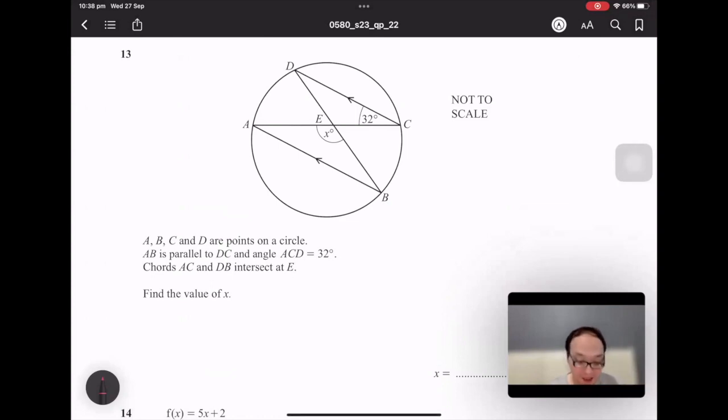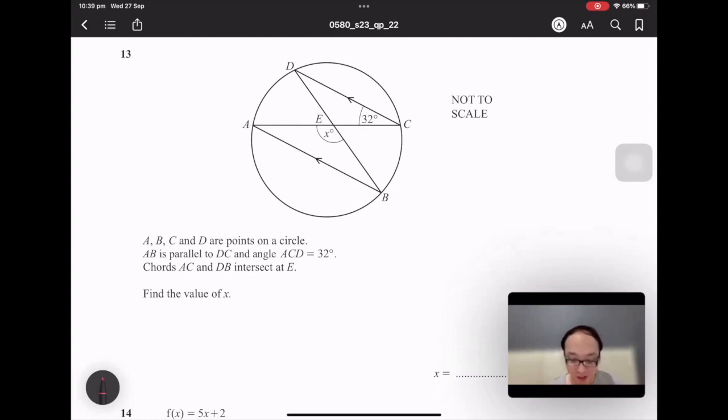A, B, C and D are points on the circle. AB is parallel to DC, angle ACD is 32. Chords AC and DB intersect at E. Find the value of X.